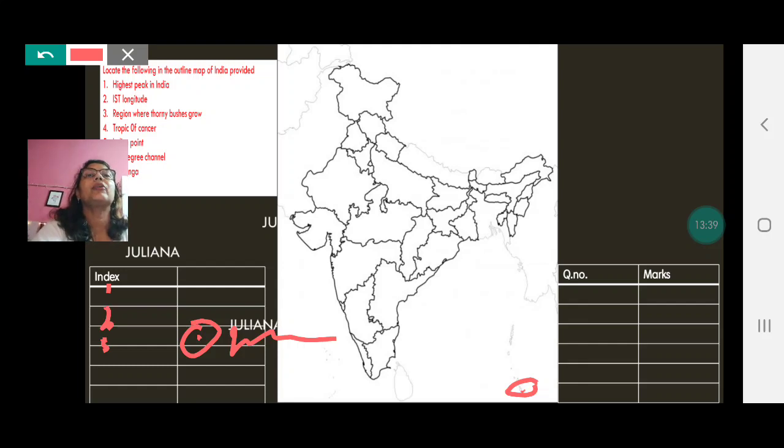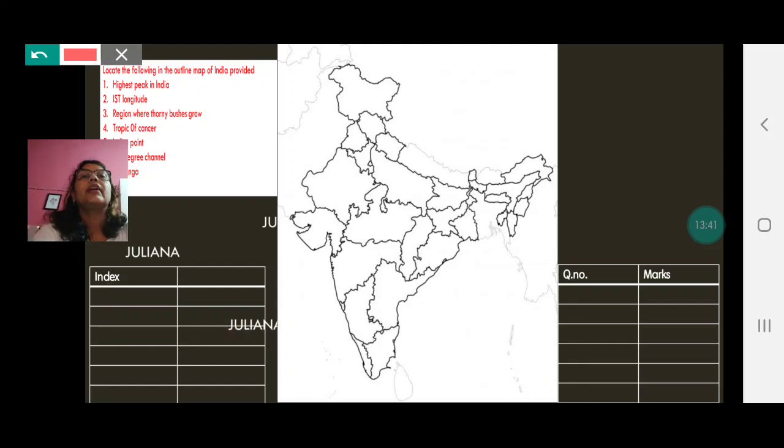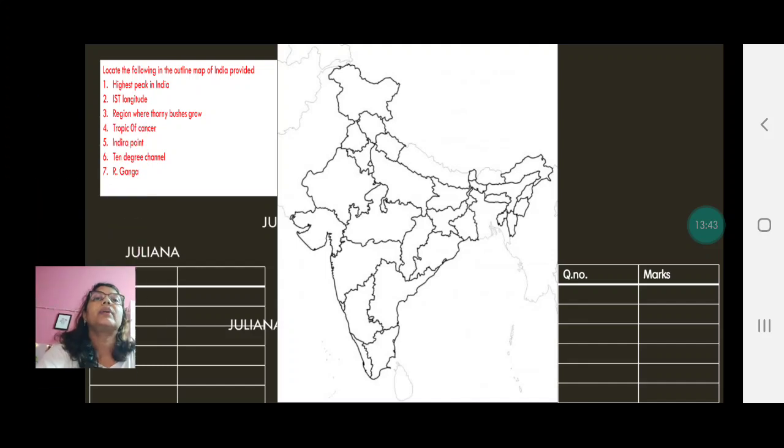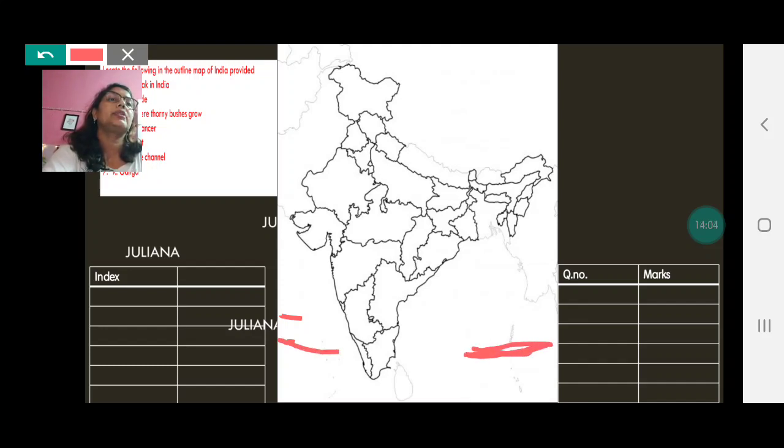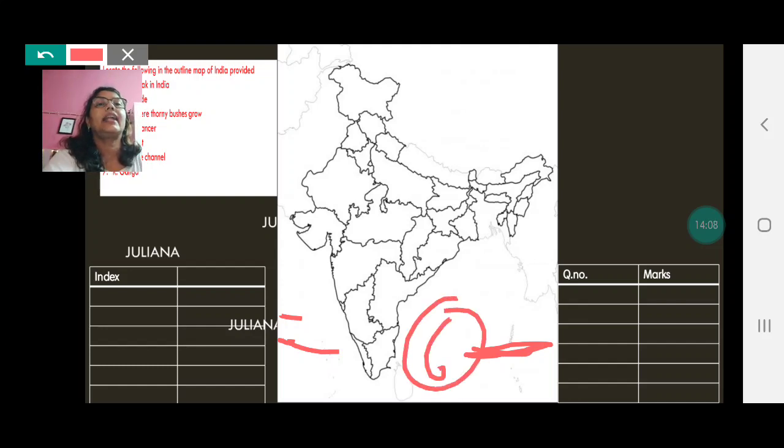And then I'm going to do number 6. I cannot see the last one. Number 6, I said the 10-degree channel. The 10-degree channel is separating the Andaman and Nicobar Islands, and you will see the longitudes here, 10 degrees, wherever the 10 degrees is. From there you have to check whether you are properly in between the Andaman and Nicobar Islands. This is my number 6, 10-degree channel.